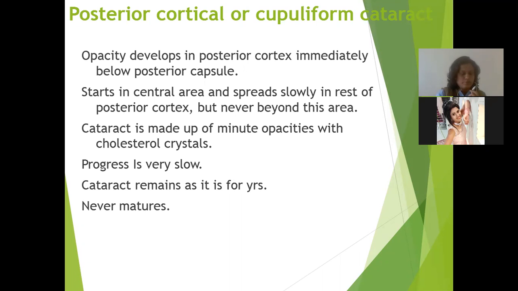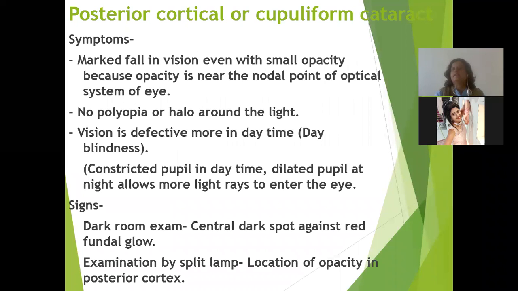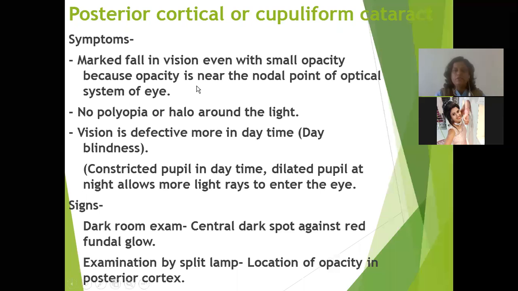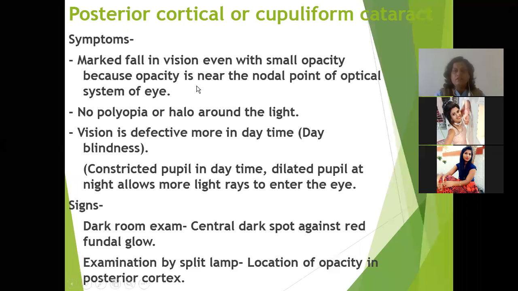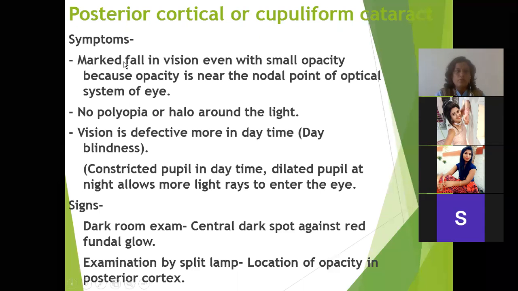The fourth Purkinje image is blurred. So, this is all about the posterior cortical or cupuliform cataract. Then, as a symptom, we see that there is a marked fall in vision even with a small opacity, because the opacity is near the nodal point of the optical system of the eye.